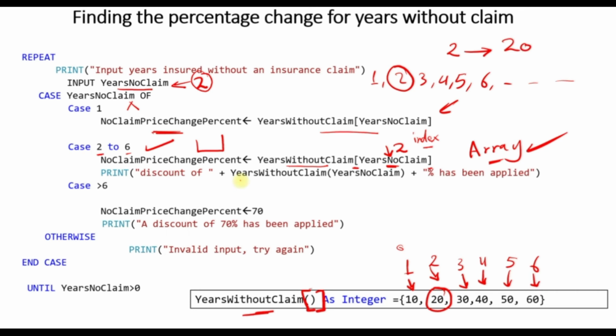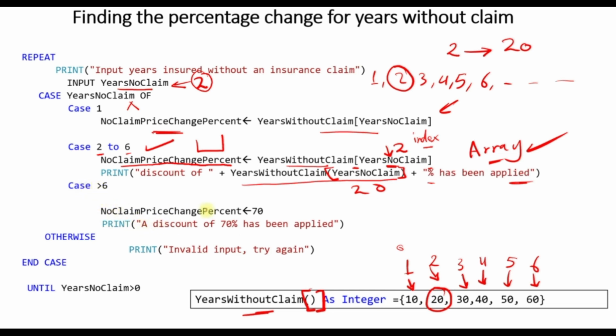Okay, now this value will be stored here. So no claim price change percent. Okay, and then we will show this message, right, which is representing 20. Okay, so 20 and then percentage between the quotation marks. Now we will ignore the rest of the condition since it's not greater than 6.